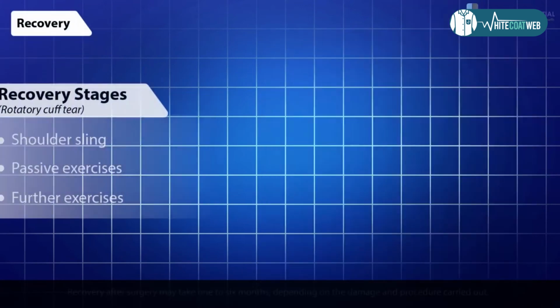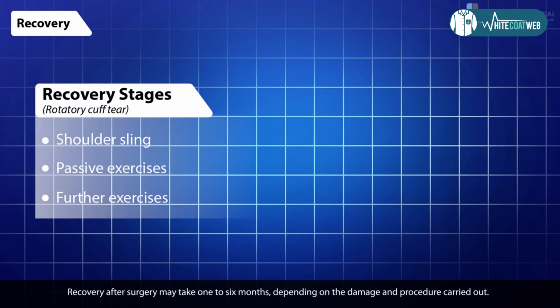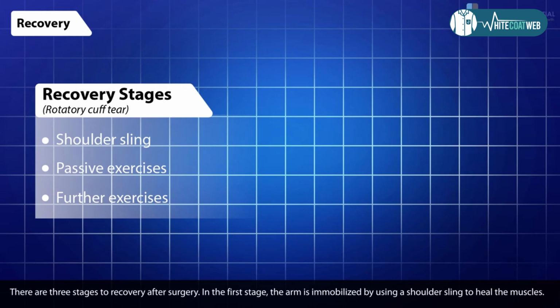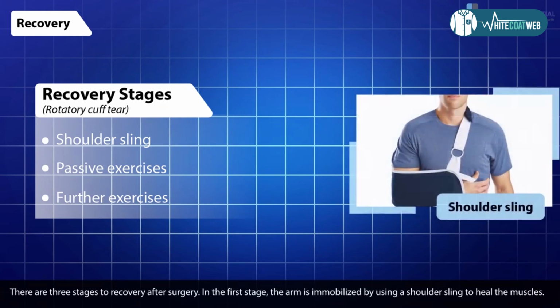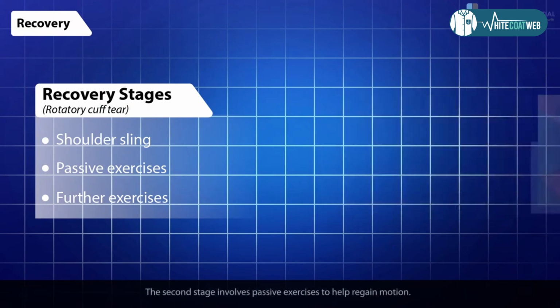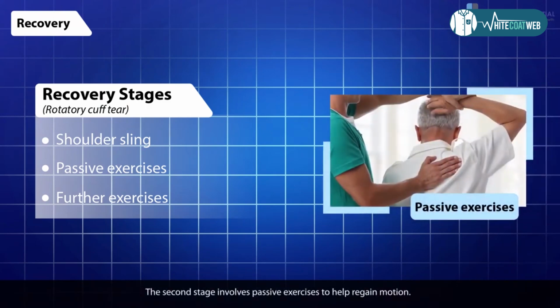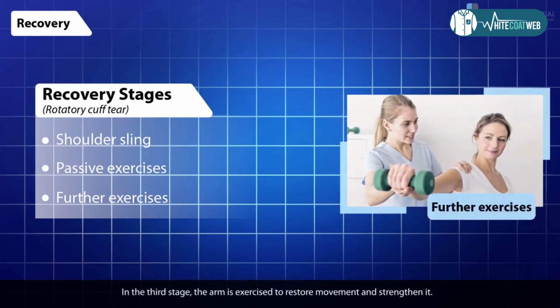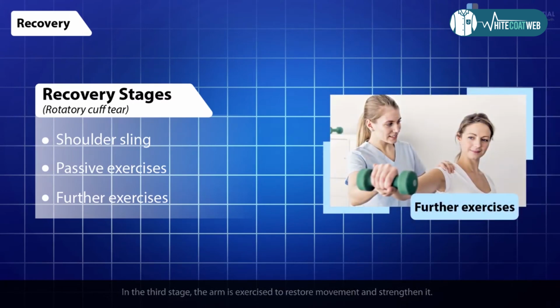Recovery. Recovery after surgery may take 1 to 6 months, depending on the damage and procedure carried out. There are 3 stages to recovery after surgery. In the first stage, the arm is immobilized by using a shoulder sling to heal the muscles. The second stage involves passive exercises to help regain motion. In the third stage, the arm is exercised to restore movement and strengthen it. The recovery process may be slow, but a patient must remain committed to recovering fully.